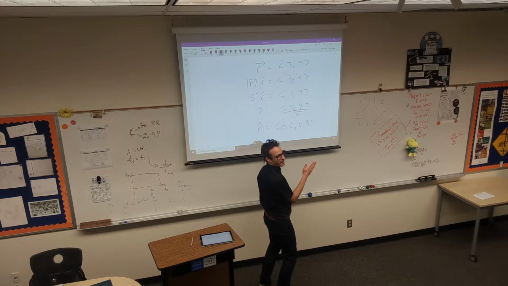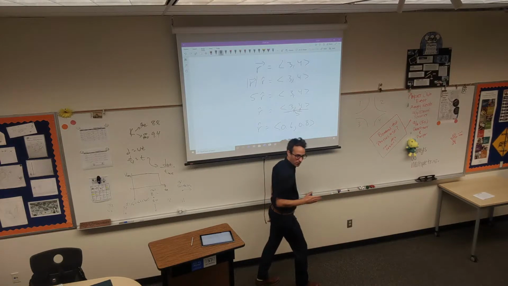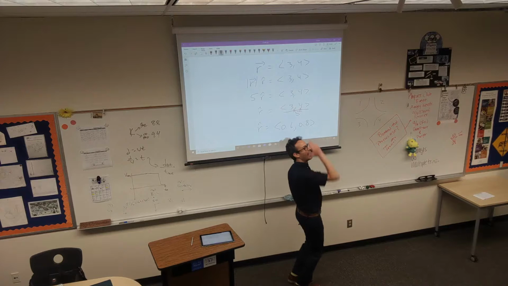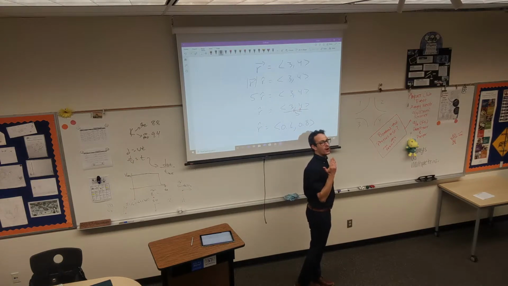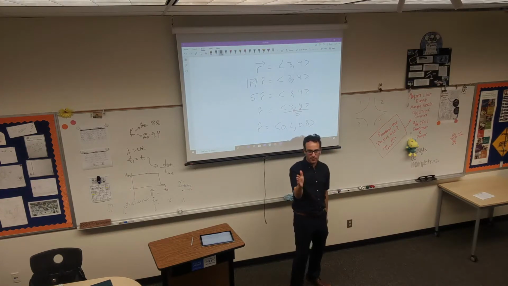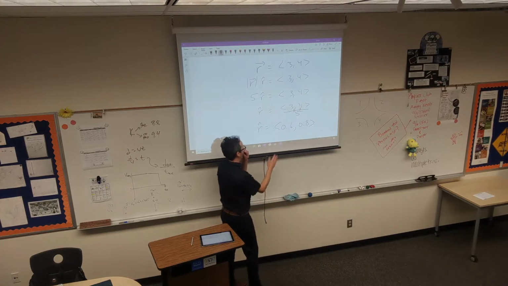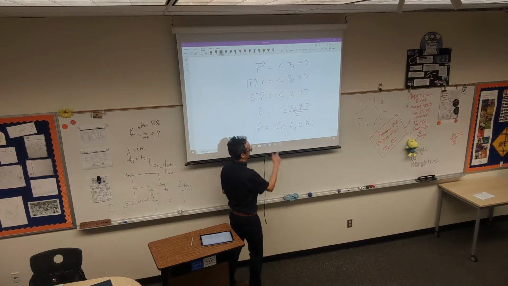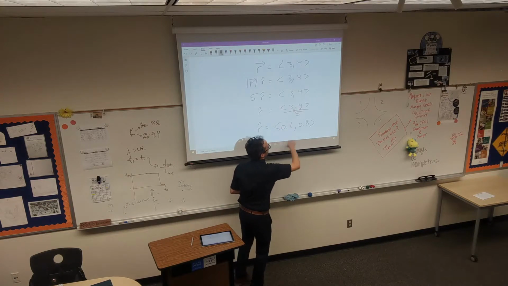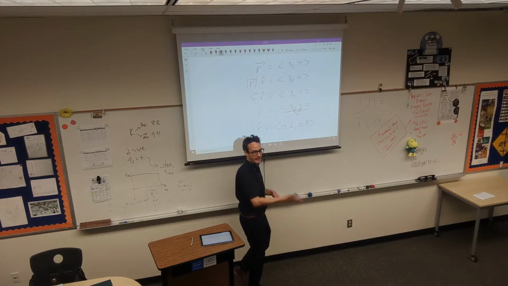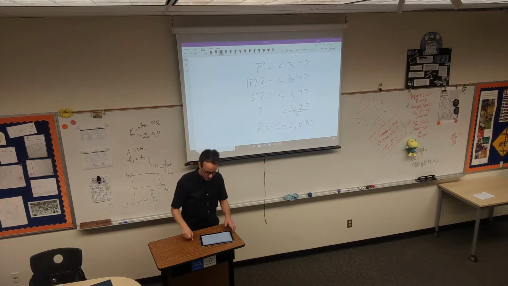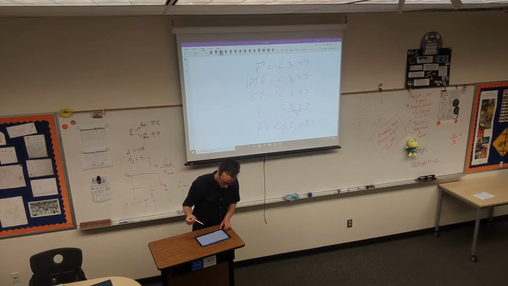So x hat has to point along the x-axis. Y hat has to point along the y-axis. R hat can point anywhere it darn well chooses, right? It doesn't have to obey that, but it still needs to be a unitless vector that adds up to 1. So we can check to see if this thing adds up to 1, because if I take the magnitude of r hat and square it, it's going to obey the Pythagorean theorem.